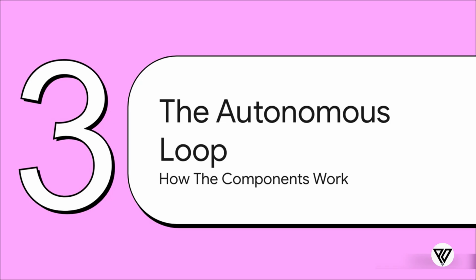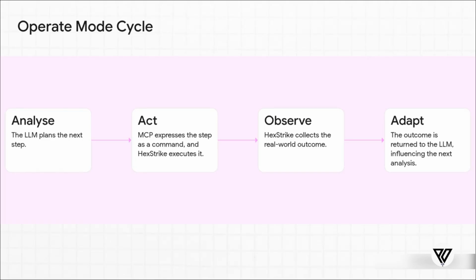So, we've got the brain, the communicator, and the hands. On their own, they're pretty powerful. But when you connect them, you don't just get a smarter tool. Nope, you get something fundamentally different, an autonomous loop. This is what we call Operate Mode, and it's a relentless cycle of improvement. The LLM analyzes the situation and plans its move. MCP translates that plan into a concrete action for HexStrike to execute. HexStrike performs the action and observes what actually happens in the real world. That outcome is then fed right back to the LLM, which adapts its understanding and plans its next move based on this new information. Analyze, act, observe, adapt. Over and over and over again.